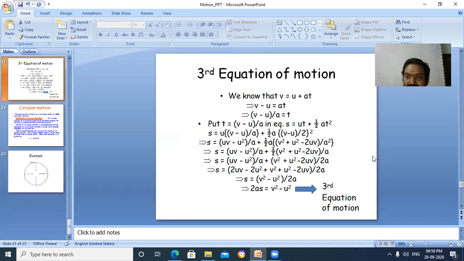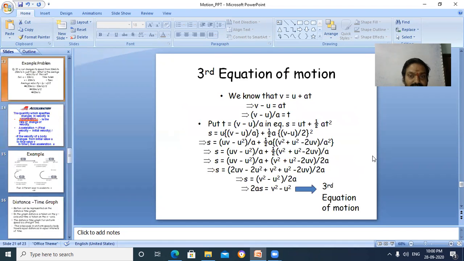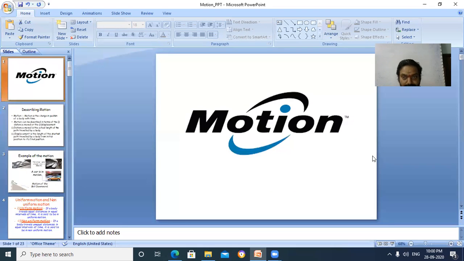We have different equations of motion. We'll see the derivation part of it. Finally, we end up with circular motion. That is the topic: what is circular motion and how the velocity changes in the case of circular motion. Let us quickly go ahead with the motion.